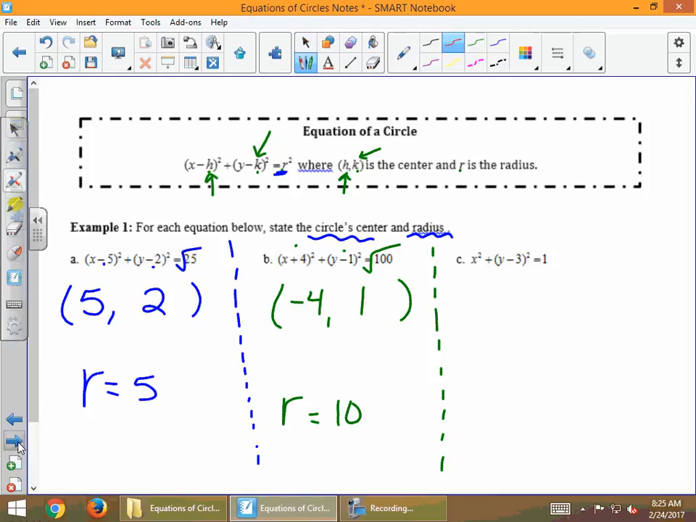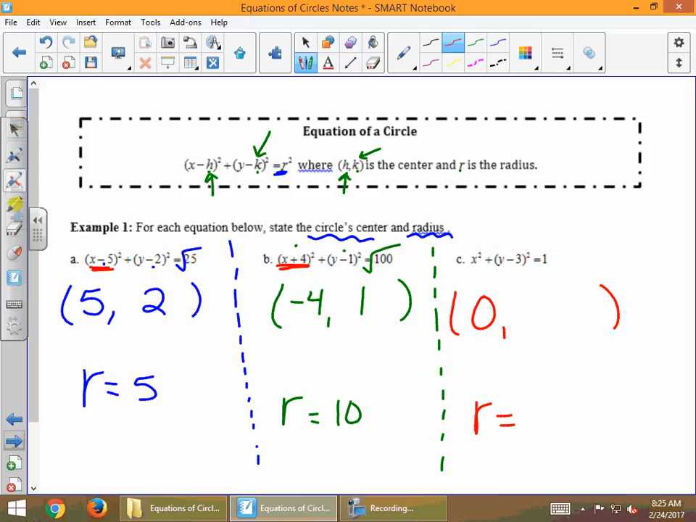And then for C, you notice we're not adding or subtracting anything like a and b with the x. Now this had x minus 5 and this had x plus 4. This is just x squared. So when that happens, it's always 0. So if it's just x squared, if it's just y squared, then it's always just 0.